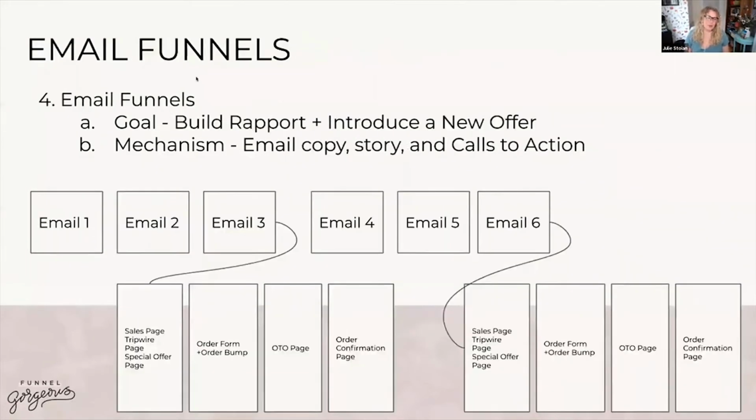And the last type of funnel is the email funnel. The goal of an email funnel is to build rapport or introduce a new offer, right? So you'll see here the mechanism that we do this with is email copy, stories, and calls to action. So we send people some emails, and then at a certain point in the email funnel, we say, hey, go check out this offer. And they go into a funnel. Maybe they buy, maybe they don't. Then they continue on their email funnel journey, and then they go to a new funnel. So email funnels typically connect your products together in a storyline. And that's usually the job of an email funnel.